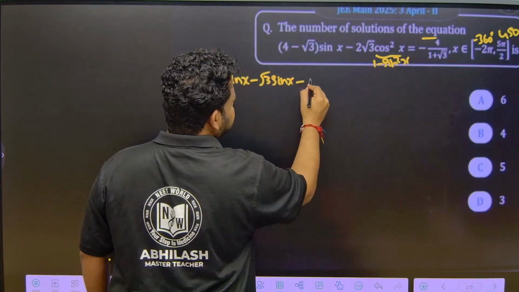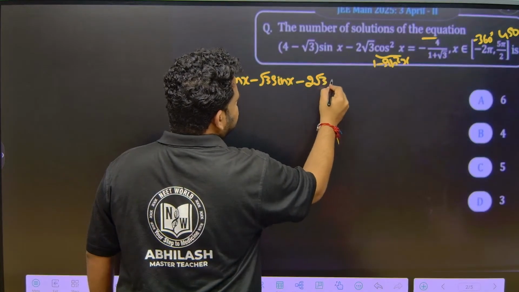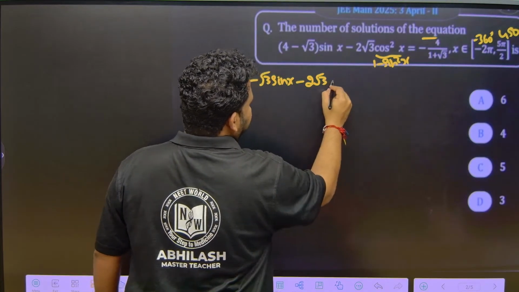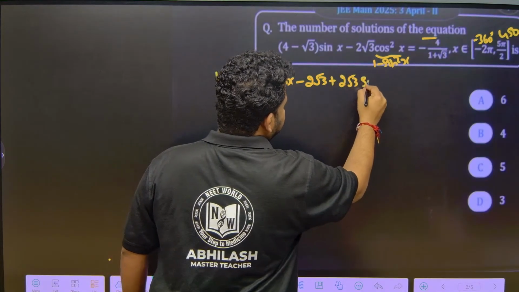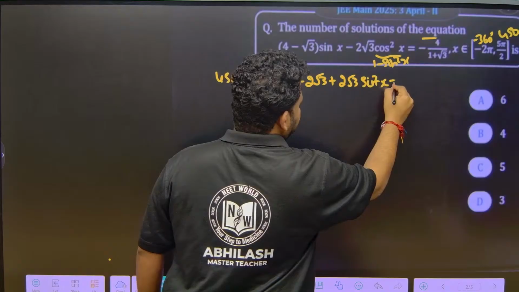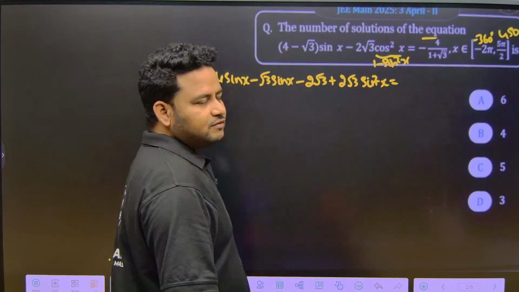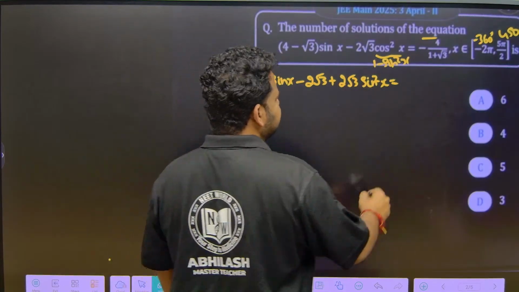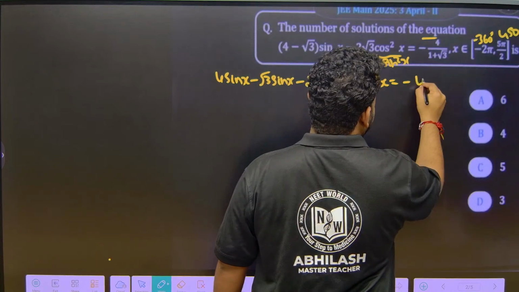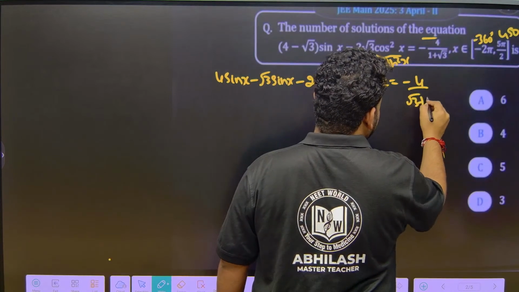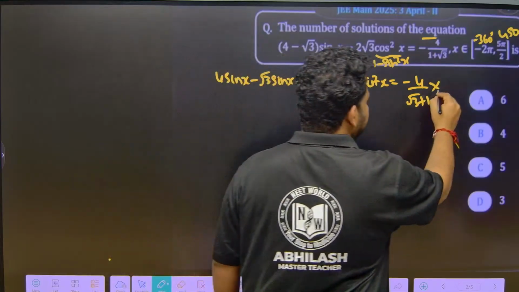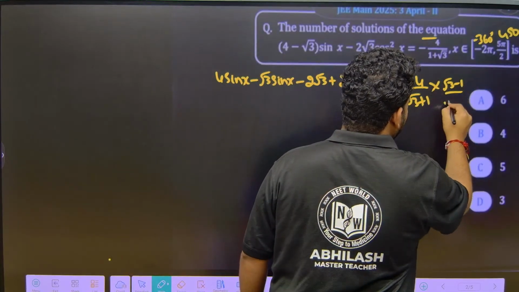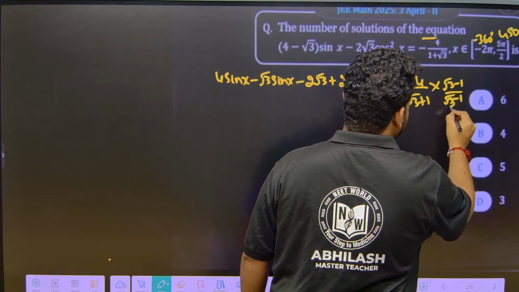So this becomes, friends, 2 root 3 into 1, minus into minus will become plus, 2 root 3 into sin square x is equal to minus 4 by 1 plus root 3. This 1 plus root 3 I can write as root 3 plus 1. I will write it as minus 4 by root 3 plus 1. Let me rationalize this. So this will become root 3 minus 1 by root 3 minus 1.